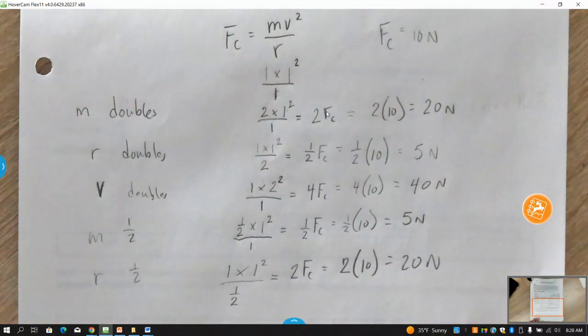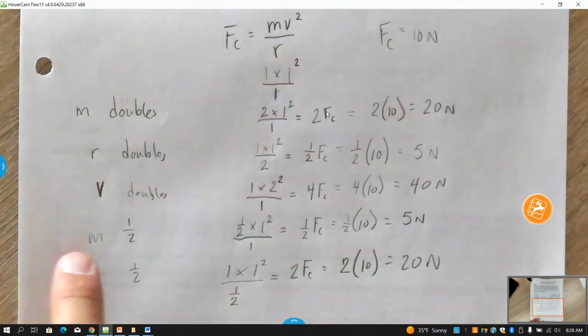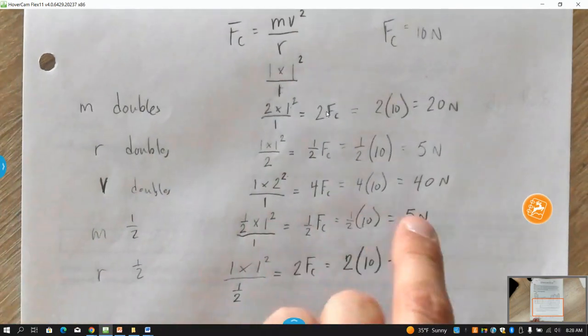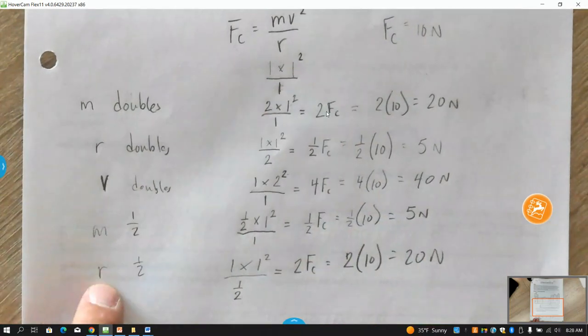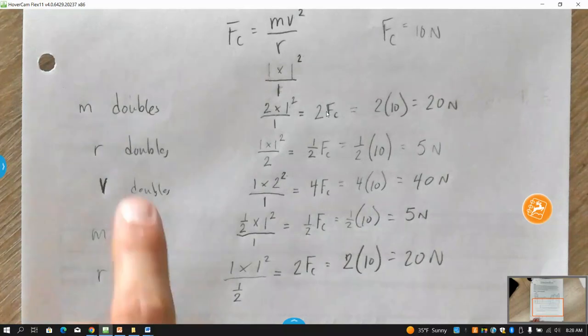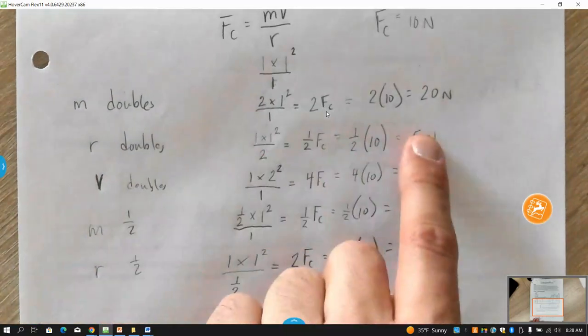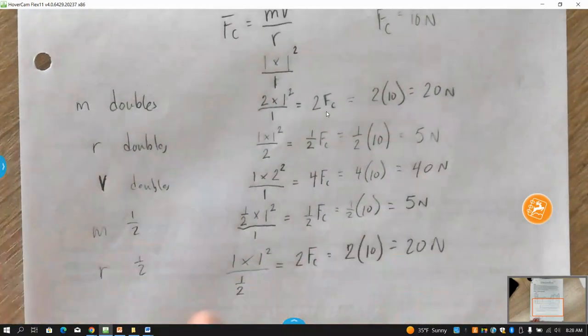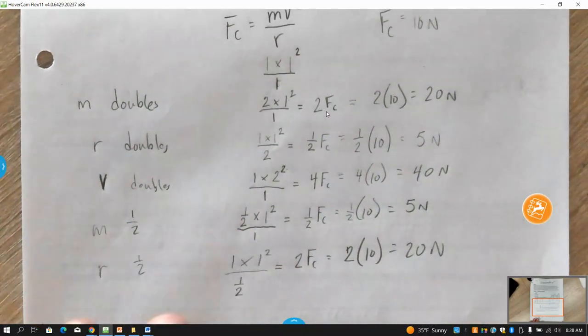So what happens to the mass is directly going to affect the force. I doubled the mass, the force doubled. I cut the mass in half, the force got cut in half. R is the inverse. So when I doubled R, the force got cut in half. When I cut the radius in half, the opposite happened. The force would double. So those are what our proportionality problems look like.